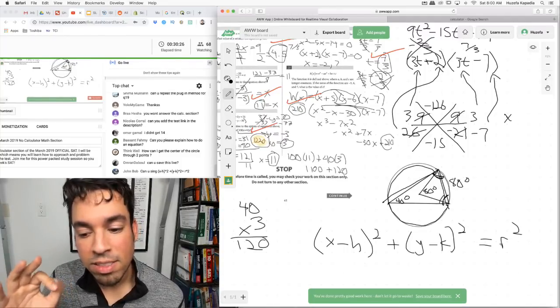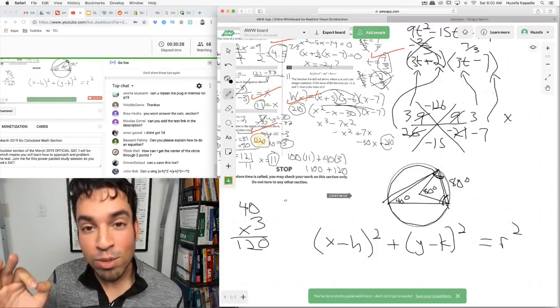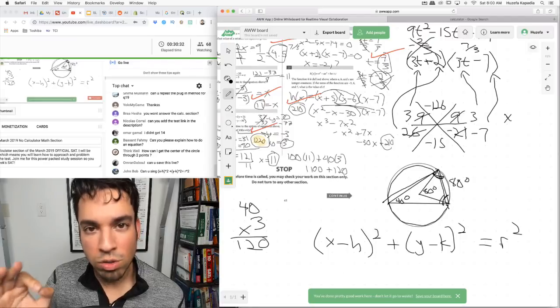X minus h squared plus y minus k squared equals r squared.